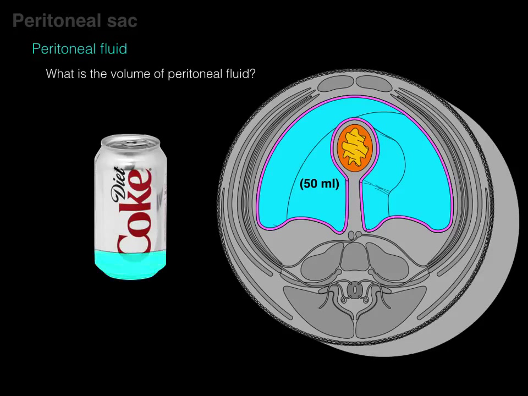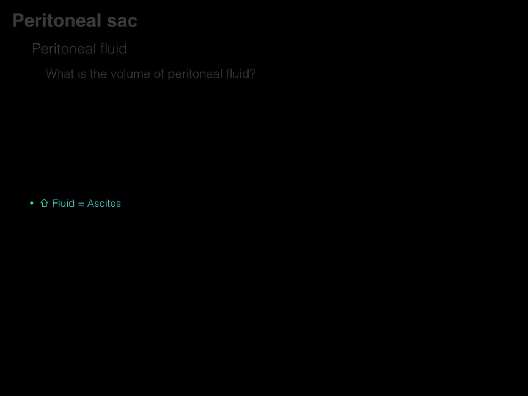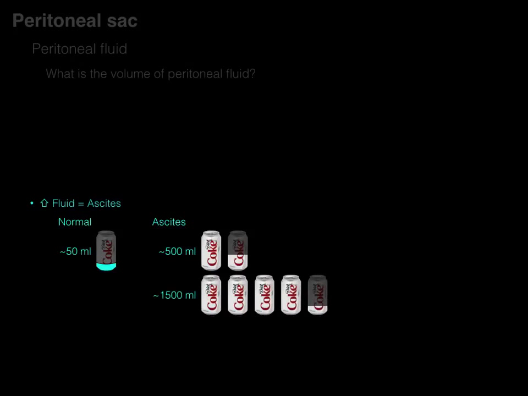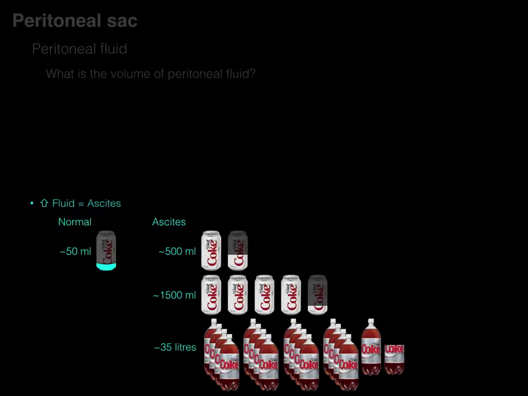So how much is it? Well, there's a can of Diet Coke, that's about it. 50 milliliters, or 1.7 fluid ounces, of a can of Diet Coke. Now, if you have too much peritoneal fluid, it's called ascites. And so there's normal, about 50 milliliters. And ascites can be as little as 500 milliliters, which is about a can and a half of Diet Coke, to 1,500 milliliters. And now we're getting close to a little over 4 cans of Diet Coke. And at times, people who have really bad ascites, 35 liters.